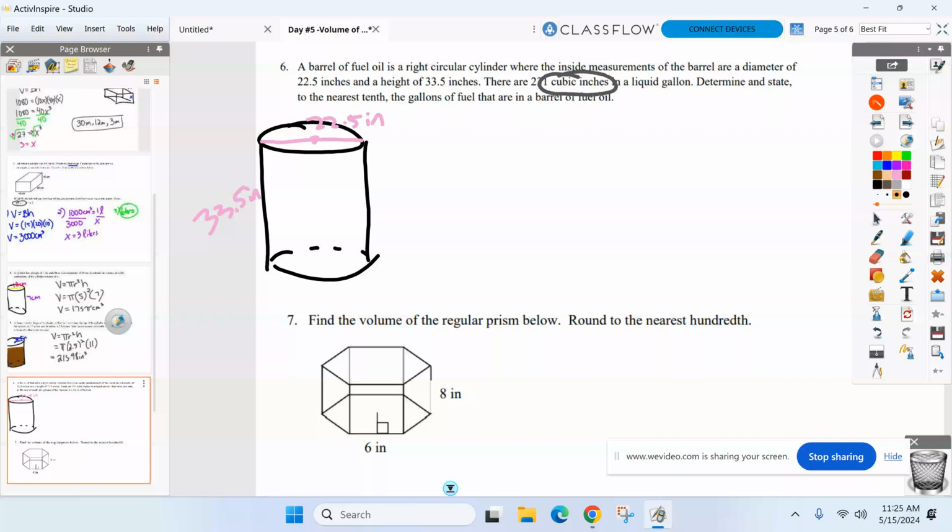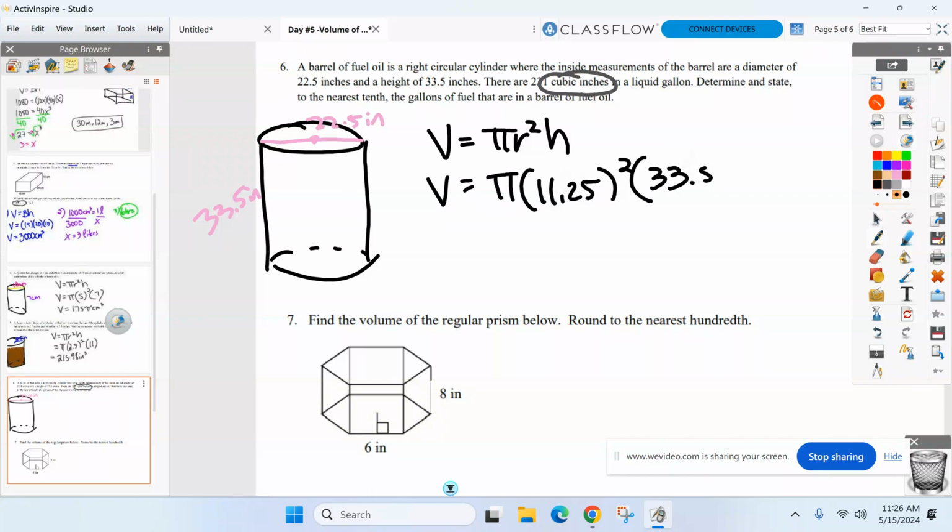Yeah, right here. Oh, I see 231 cubic inches. I got to find volume. Good job. Pi r squared times the height. Anybody making an embarrassment of themselves and using 22 and a half? Come on, 11.25 instead. With the height of 33, I don't need to call on anybody here.